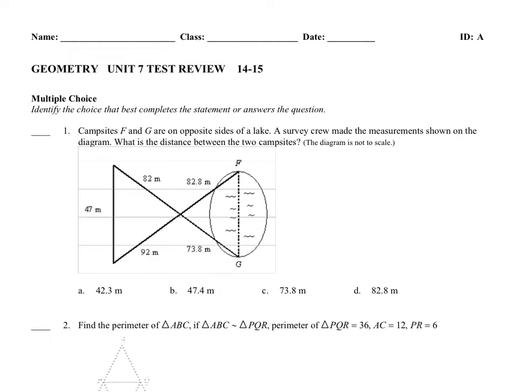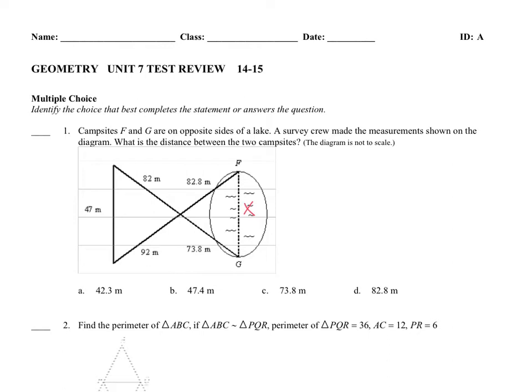Okay, looking at Unit 7 test review. Number 1, we've got campsites F and G. At those points, there are campsites on the opposite sides of a lake. Survey crew made the measurements shown on the diagram. What's the distance between the two campsites? So what we're looking for is the length of FG.